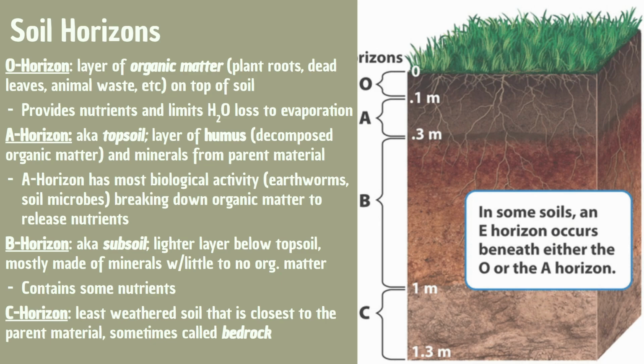Then we have the B horizon, also known as the subsoil, that's going to sit beneath the A horizon. And it's going to be a little bit lighter in color because there's typically going to be more clay and less humus. Humus, remember, is the black sort of dark component of soil that gives it its characteristic color that we think of when we think of soil. There's going to be little to no organic matter down in the B horizon. It will still contain some nutrients though.